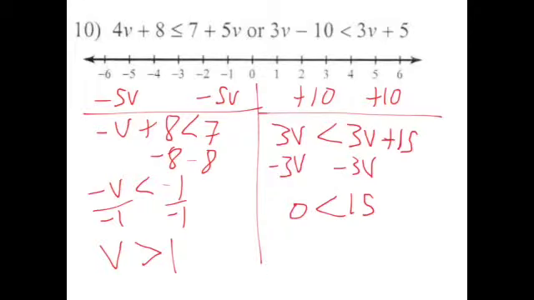Alright, so we have a really interesting answer here. It says 0 less than 15. Is that true? Yes. It'll always be true. So really, whatever number you decide to put in for v, it will not change the trueness of this inequality. And so this one would include all numbers. If you try to graph it, you basically just shade over the entire number line.